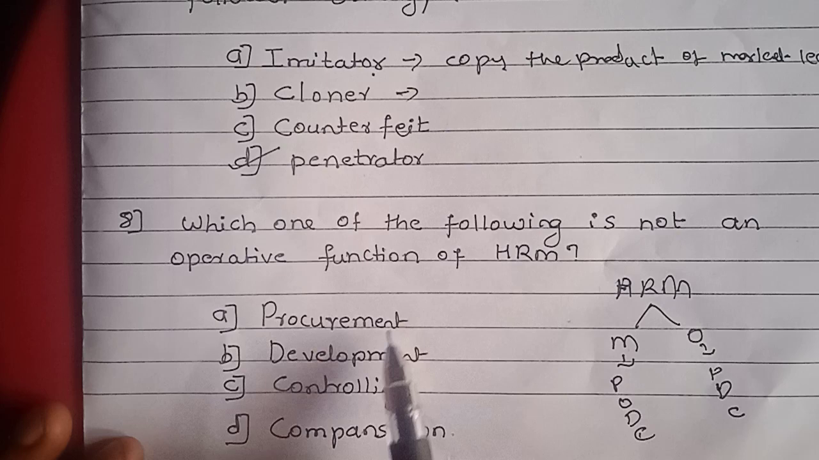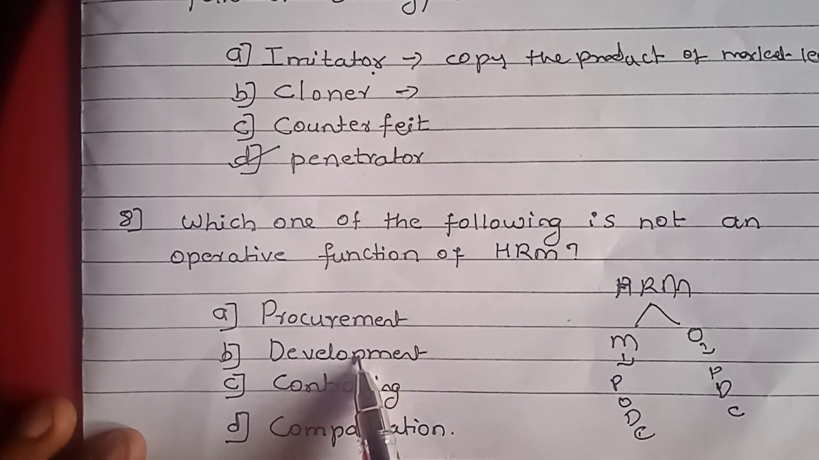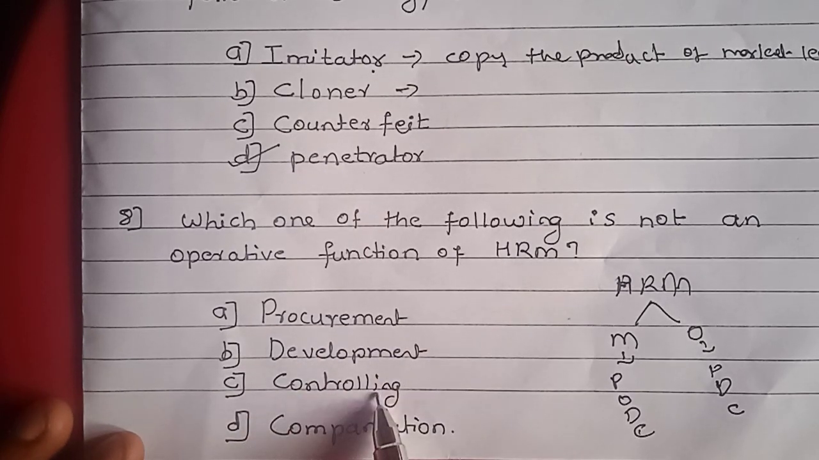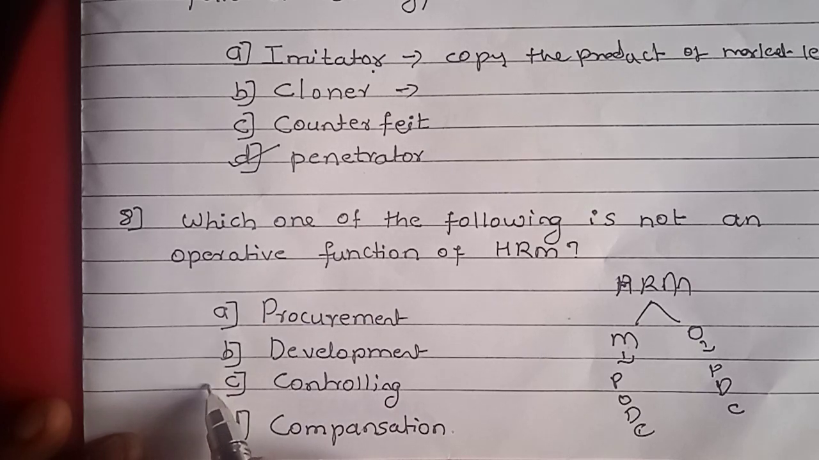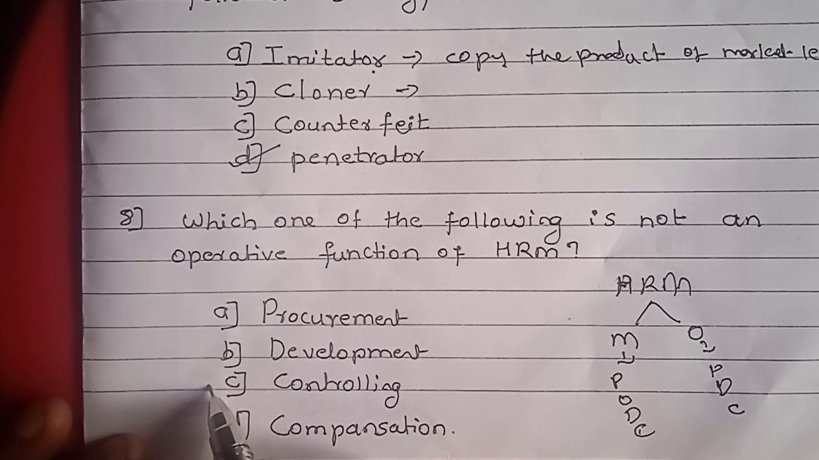Procurement is an operative function, development is also an operative function, but controlling is a managerial function. So it is not an operative function of HRM.